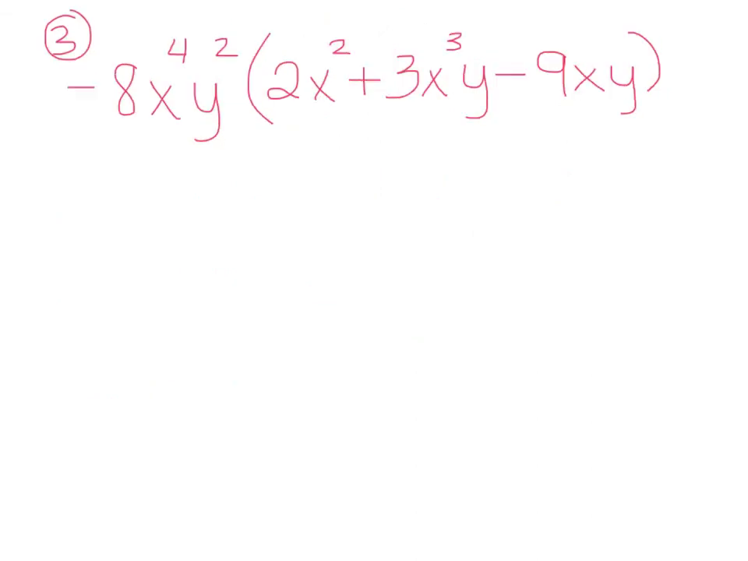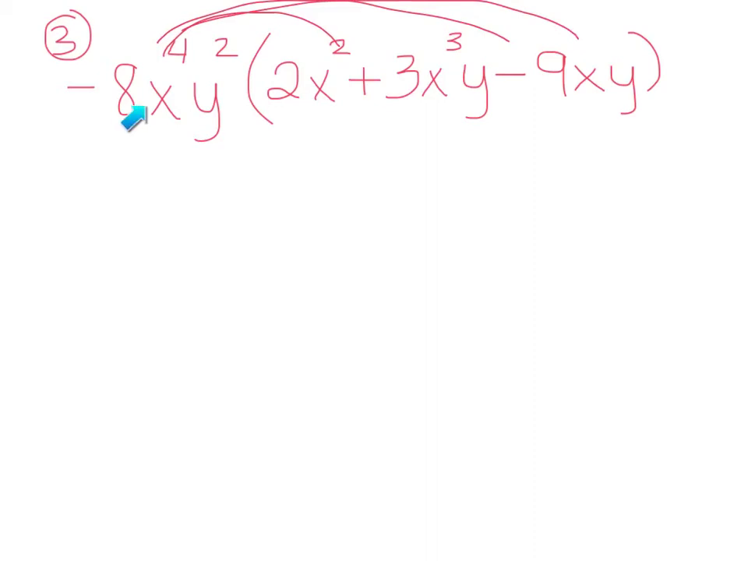All right, here we have a monomial on the outside. Negative 8x to the 4th, y squared is a monomial. It's not separated by any addition or subtraction signs. And then times a trinomial. There are 3 terms inside the parentheses here. So we still do the same process. We're going to distribute to everything inside, so we're going to multiply 3 different times.